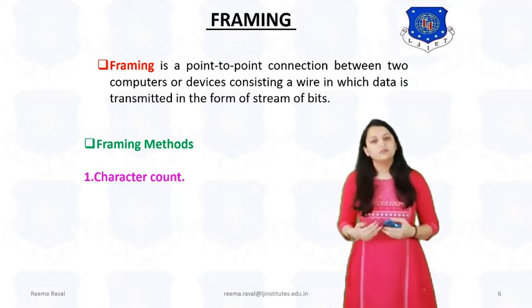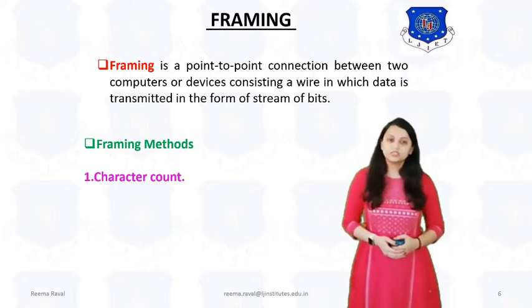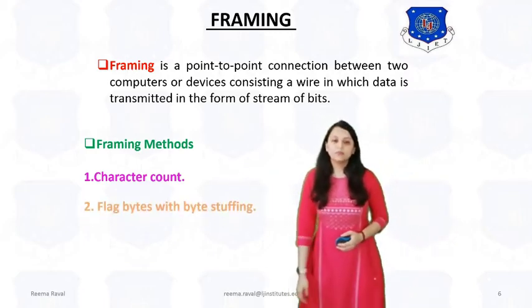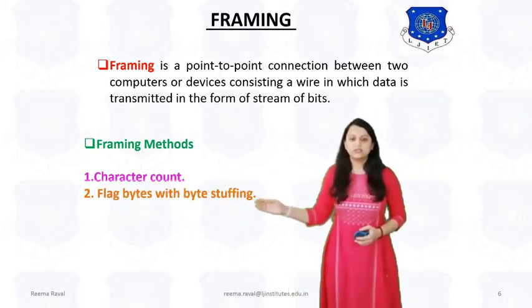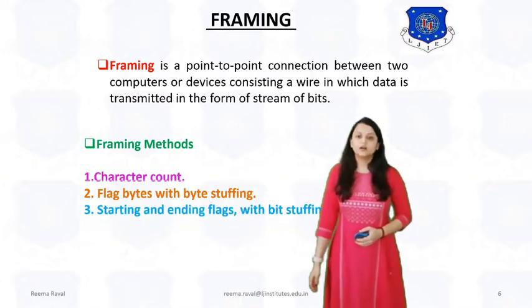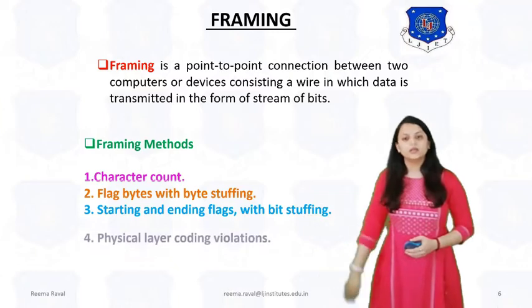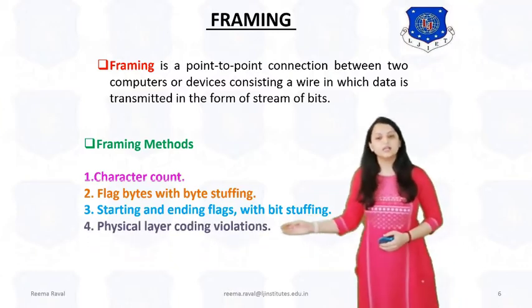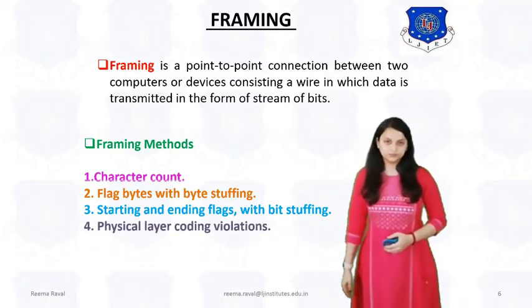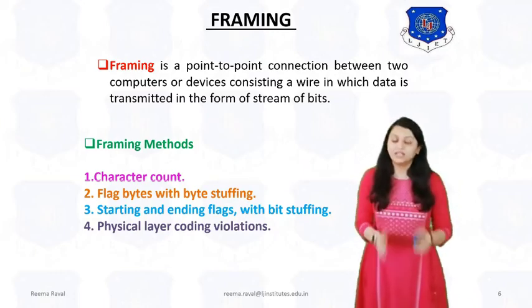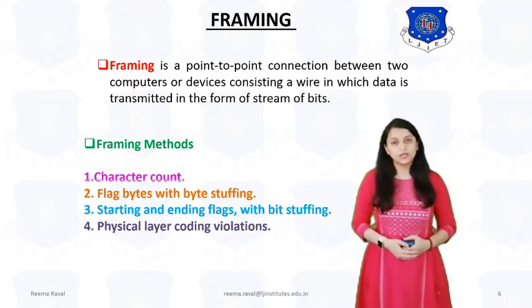There are different framing methods. The first one is character count method. Second method is flag bytes with byte stuffing. The third method is starting and ending flags with bit stuffing. And the fourth one is physical layer coding violations. So these are basically four framing methods which are very important from the exam point of view as well.